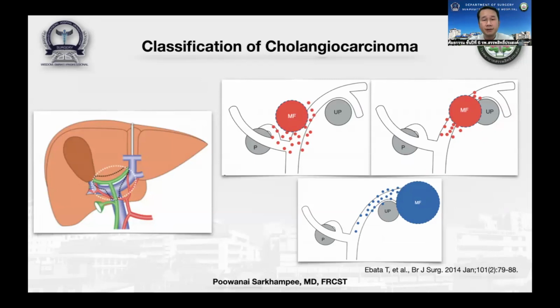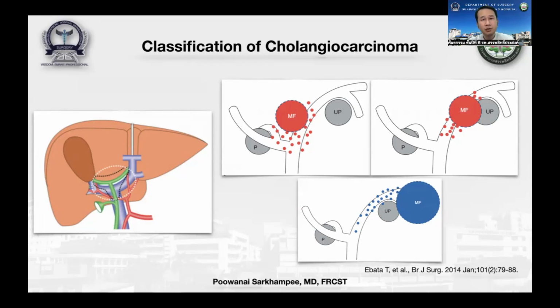But if the tumor is the mass-forming type, we have a numerical classification here. This is the bifurcation of the right anterior and right posterior portal vein. We call it P point. And this is the umbilical portion point, U point, on the left side. If the tumor is mass forming and the center of the mass is located here between the U point and P point, we classify it as perihilar cholangiocarcinoma.